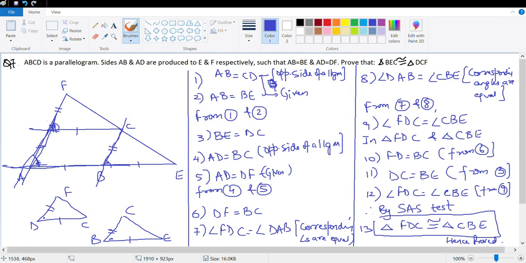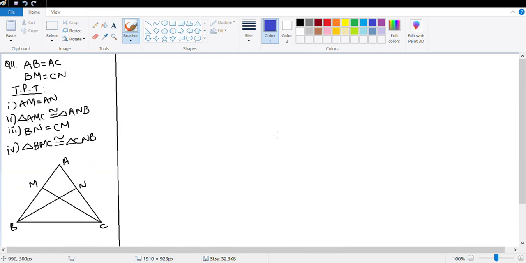Perfect. I hope you realize the importance of drawing a rough diagram and marking out whatever information you have so that you are able to move on into the question. Let's look at the next question. The next question that we do is question number 11. Let's look at the question.